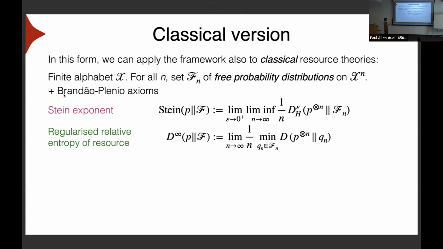Okay, for any fixed p, you do exactly what we did before. You try to distinguish p from the set of free probability distributions, and that's a perfectly well-defined classical task. And you try to compute a Stein exponent, or you compute the regularized relative entropy of resource like this. This would be the classical relative entropy, the Kullback-Leibler divergence.